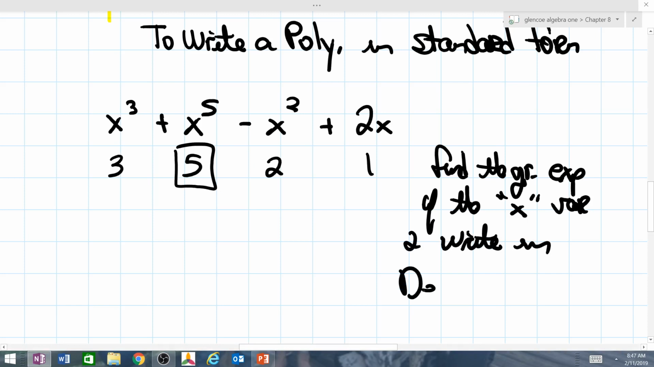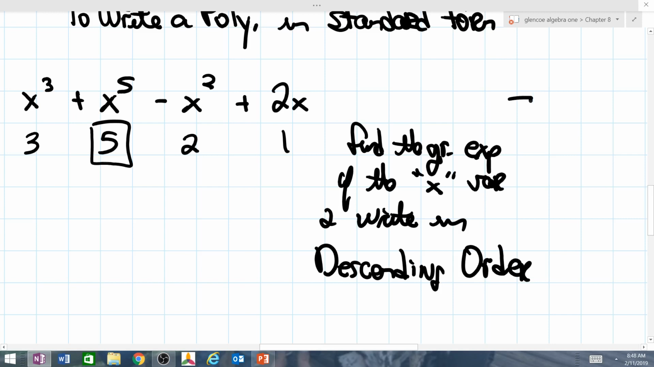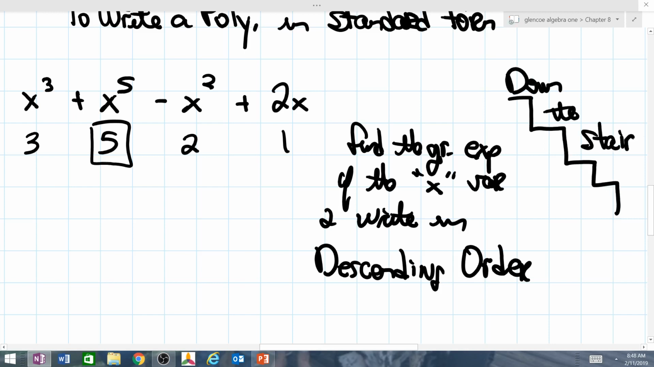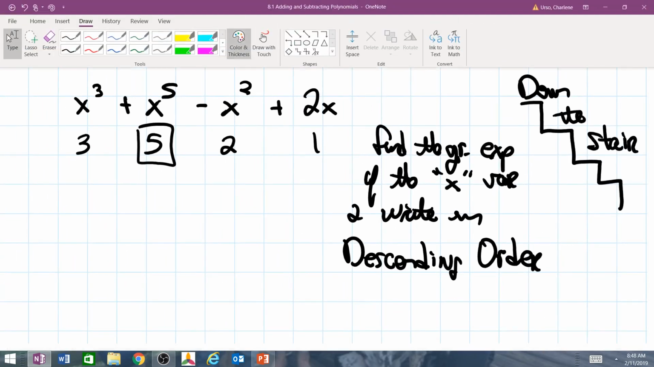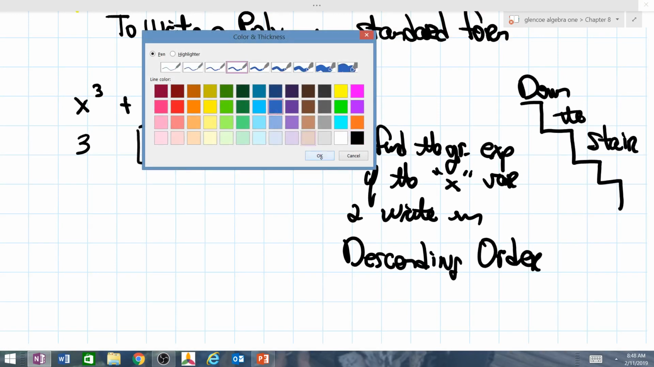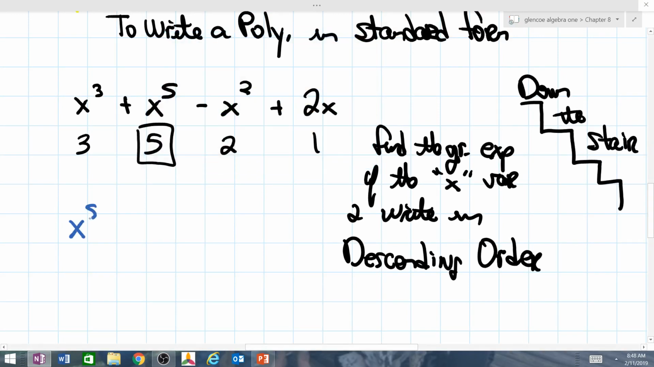in descending order. And I'm going to give you something that's going to help you remember what descending means. Descending means we're going down the stairs. Does that help? Descending down. So let's go ahead and write this polynomial in descending order. So my first term would be x to the 5th plus x cubed minus x squared plus 2x. Does anyone have a question on how I did that? Are we good?